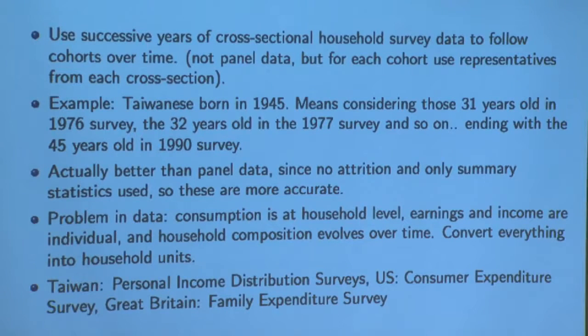Some people actually think this is better than panel data in the sense that you don't have to worry about people dropping out and the data becoming unrepresentative, and there is some truth to that. There are issues about whether the data are coming from households or individuals. You have to make some adjustments for household composition. And the surveys being used here are the Personal Income Distribution Survey in Taiwan, the Consumer Expenditure Survey in the US, that's the same one we've referred to before, and this Family Expenditure Survey in Great Britain.